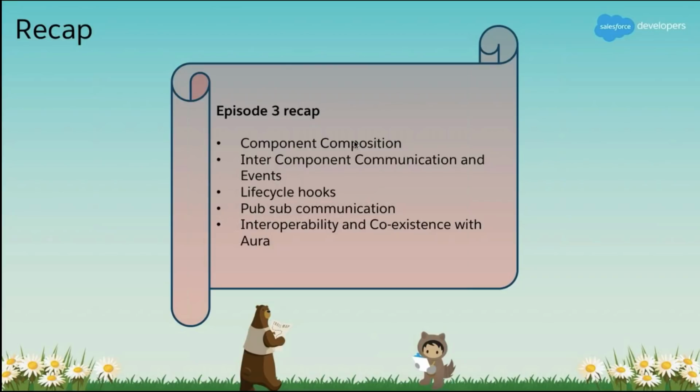Then we talked about how a parent can communicate with the child using the public API, and how a child can communicate with the parent using the events mechanism. We also talked about how a component not in the same containment hierarchy can talk to another component by using the pub-sub model, right? And we also talked about how an Aura component can interoperate with the Lightning Web component. That's what we have covered so far.